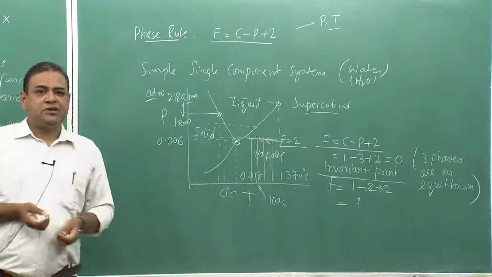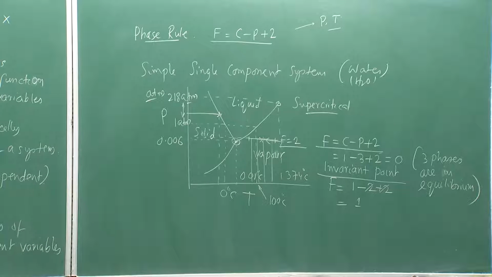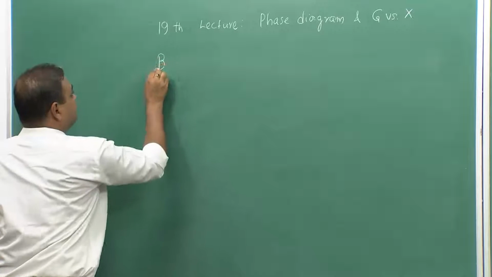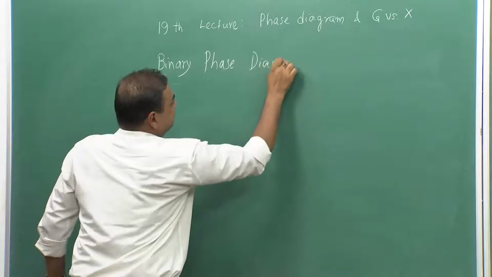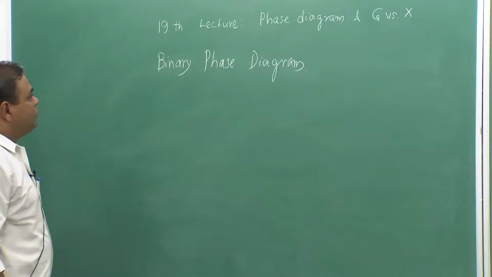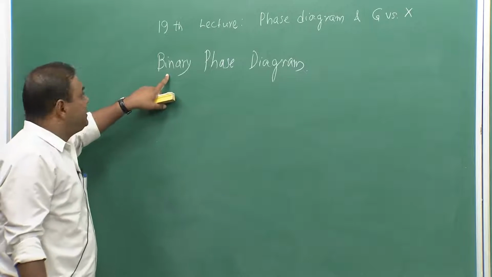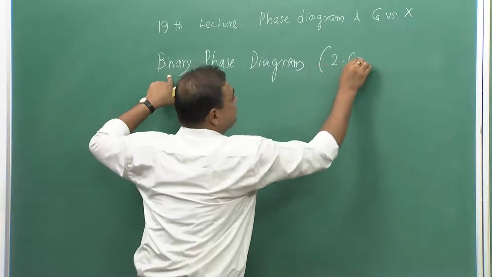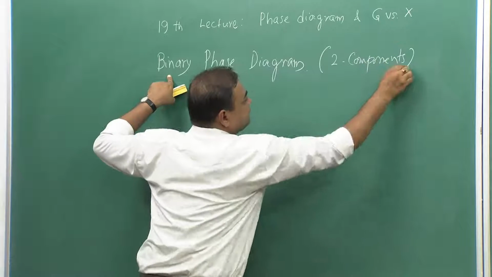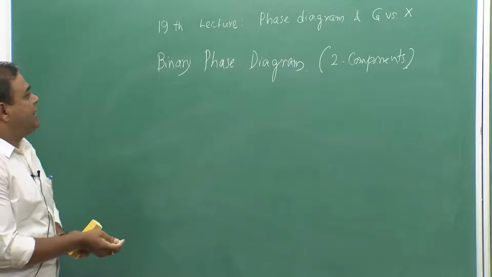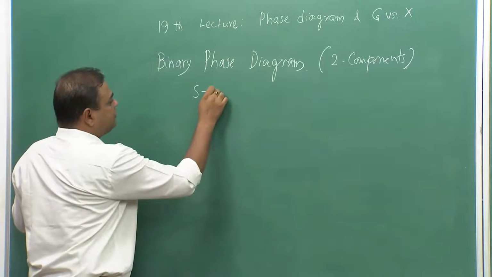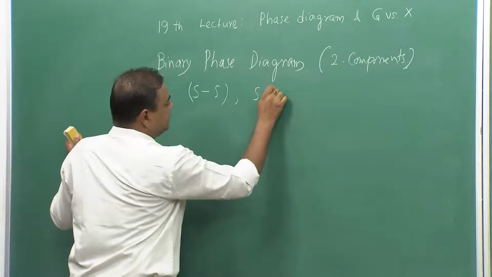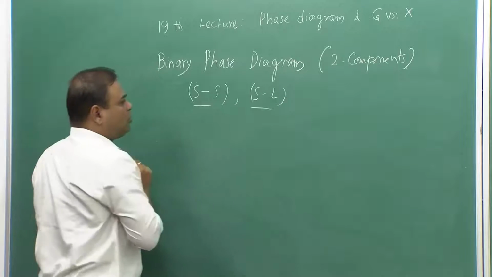Now, let us get into a little more complicated phase diagram. Let us get into a kind of phase diagram, for example, a binary phase diagram. So, in order to do the binary phase diagram, whenever I am talking about binary, that means there would be 2 components. And this can have solid, it can be solid, liquid, both are possible.